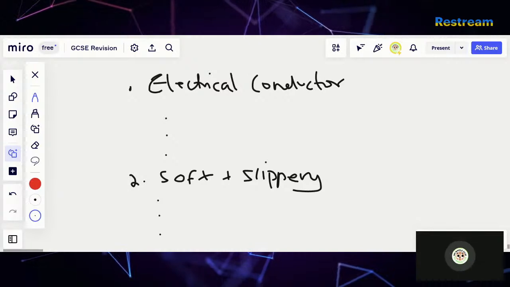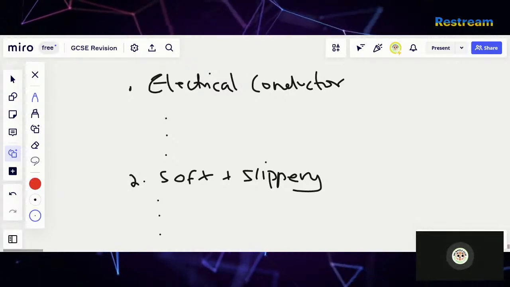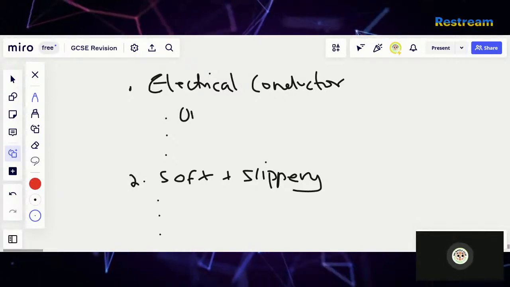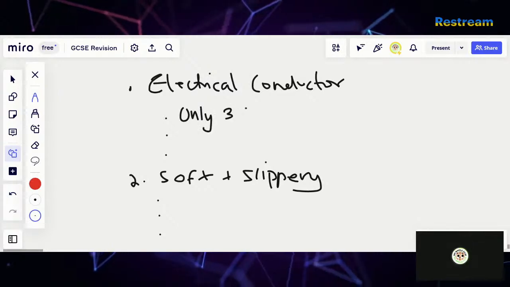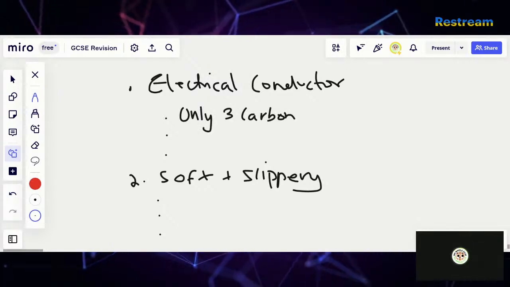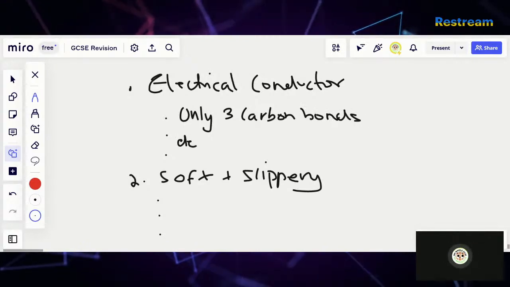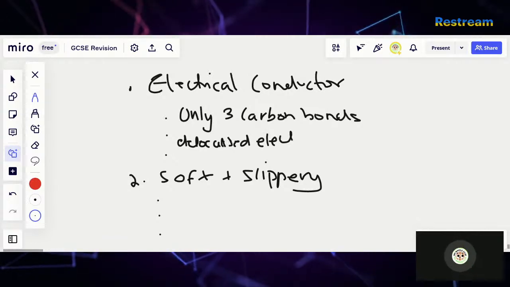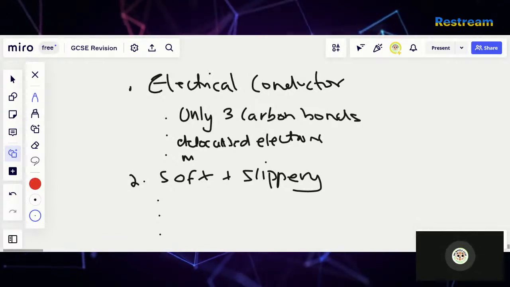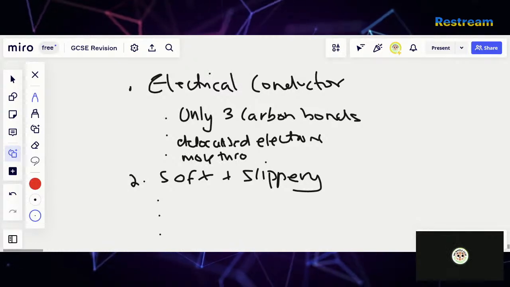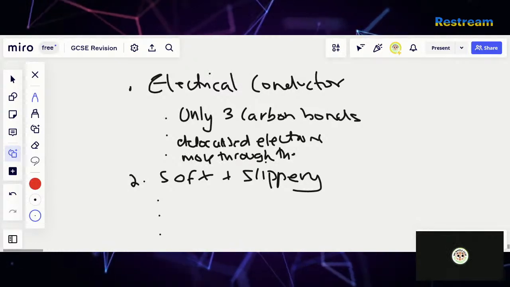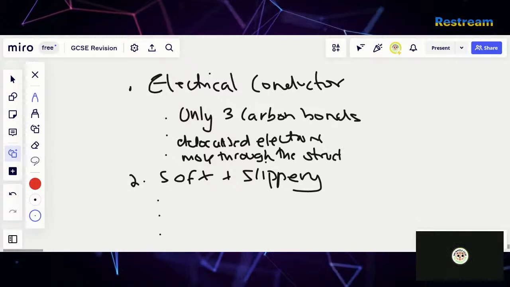So the reason why it's a good electrical conductor is because graphite only contains 3 carbon bonds. Because it only contains 3 carbon bonds, this means that there are delocalized electrons. And delocalized electrons can move through the structure and carry charge.